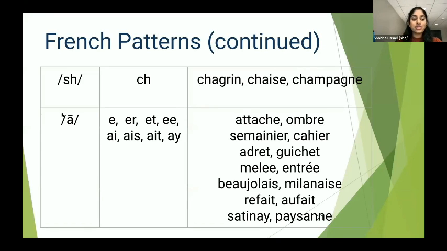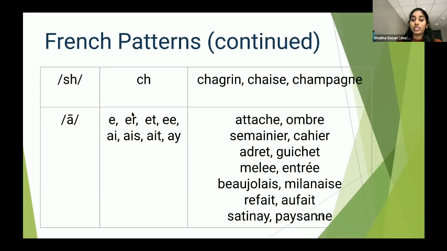And then this last one, the A sound in French, is always something I found super, super difficult because there's like 8 different ways you can spell it, which is fun. For example, the A sound can be spelled with an E. So you have attaché and you have ombre. Those are some examples where it ends with an E.